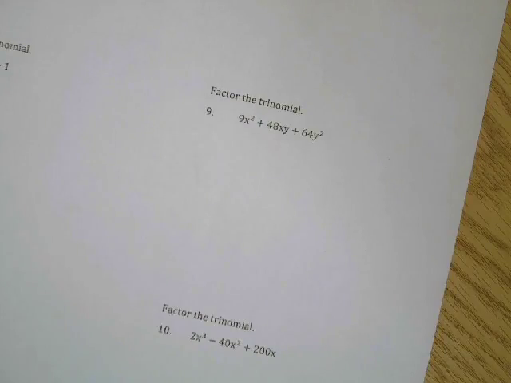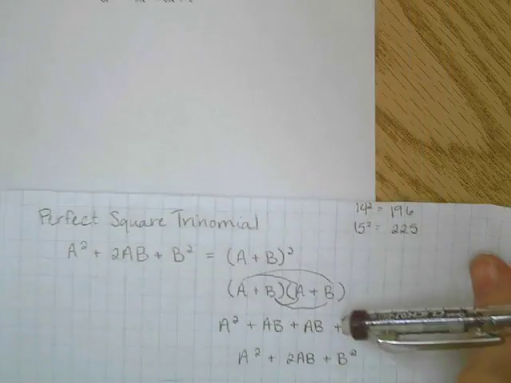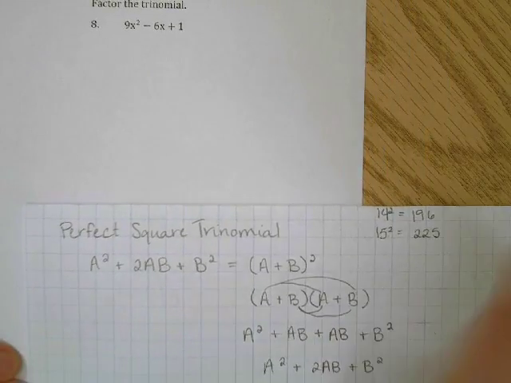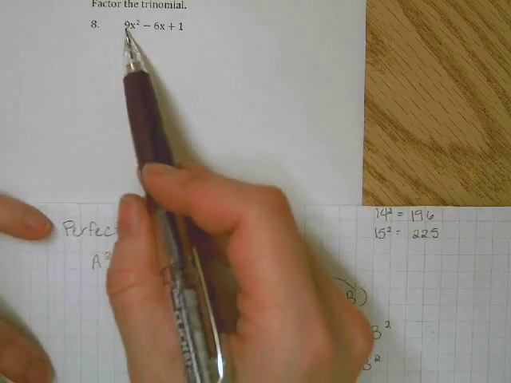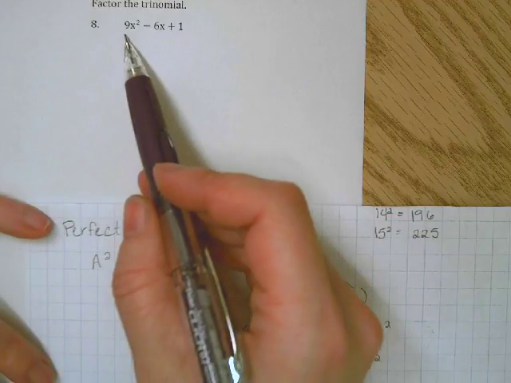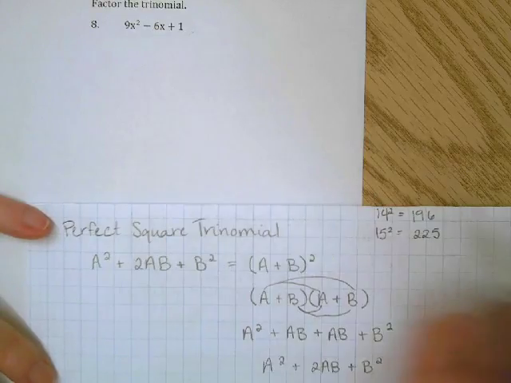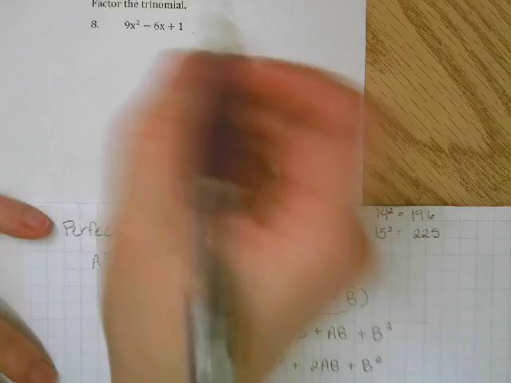So if I take a look at my worksheet, looking at number 8, is my first term a perfect square, 9x squared? And it is. And is my last term a perfect square? 1 squared equals 1. So yes, they're both perfect square terms.